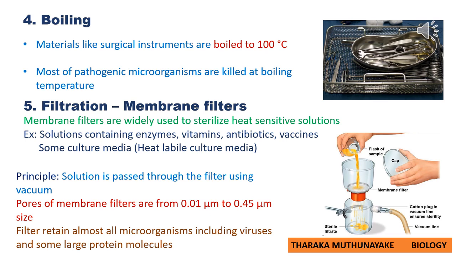The next physical method is boiling. Simply what is done here is that materials like surgical instruments are boiled in water at 100 degrees Celsius. Most pathogenic microorganisms are killed at boiling temperature. Then we can move to the next method, that is membrane filtration, or filtration using membrane filters.